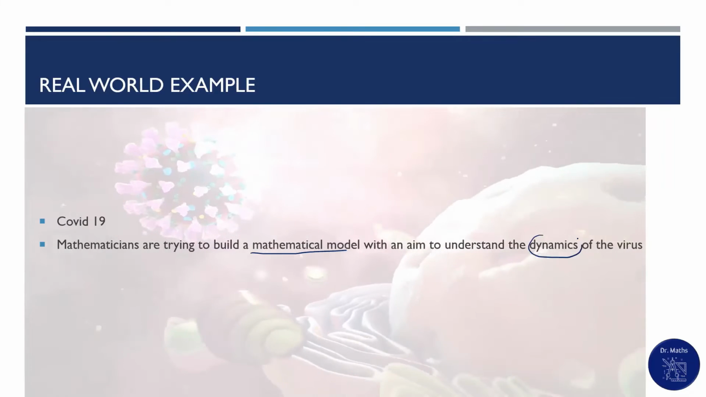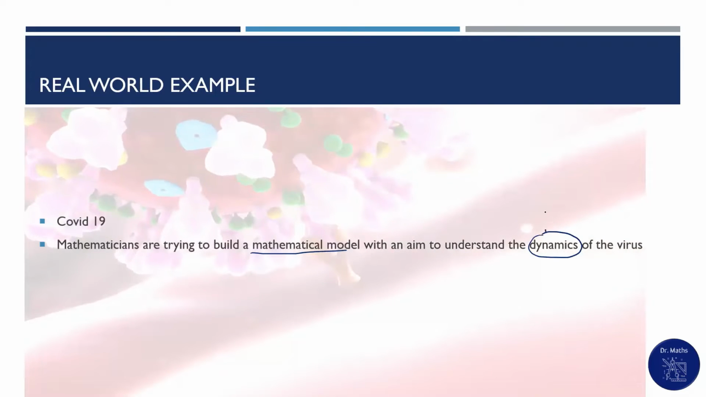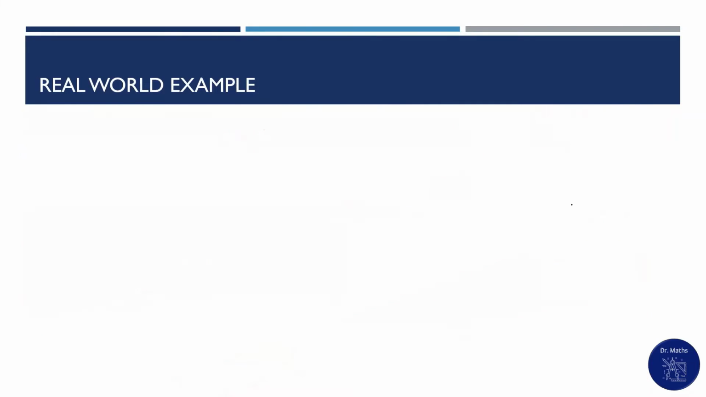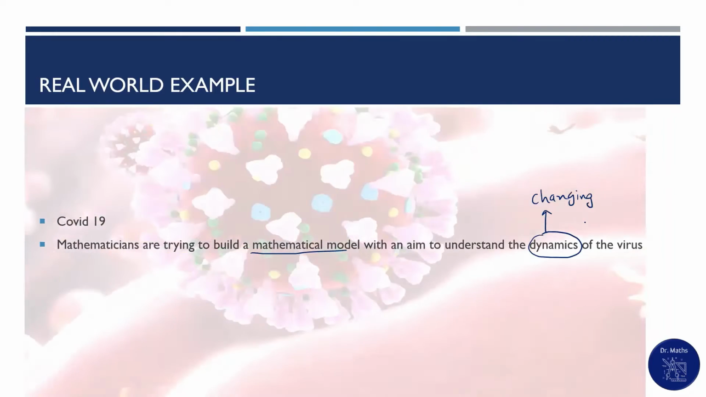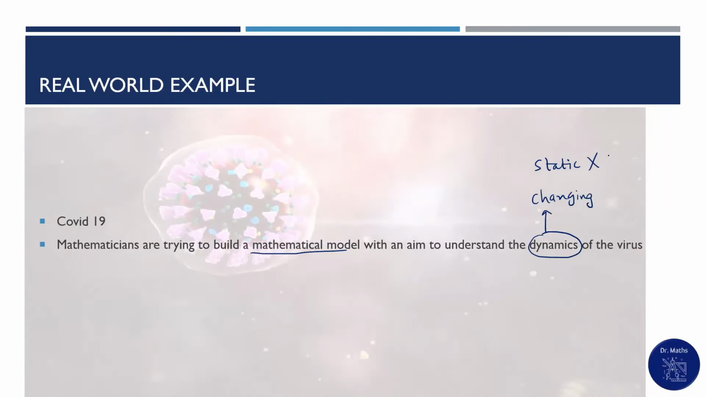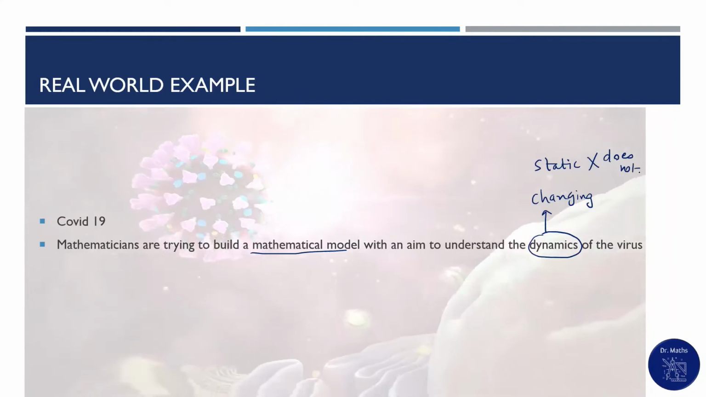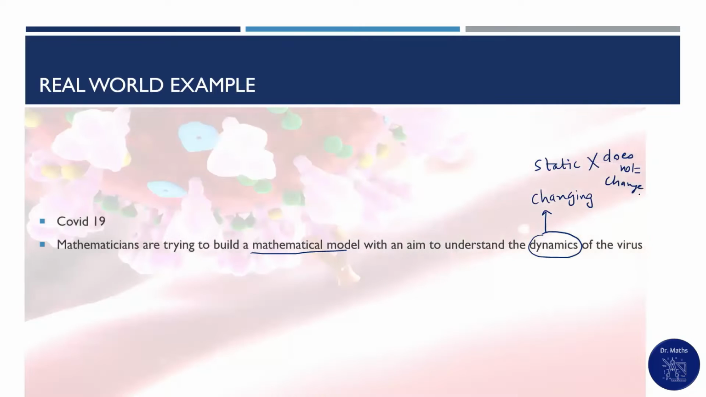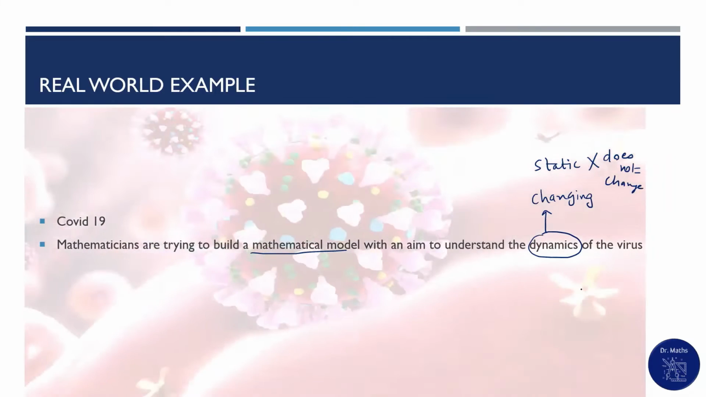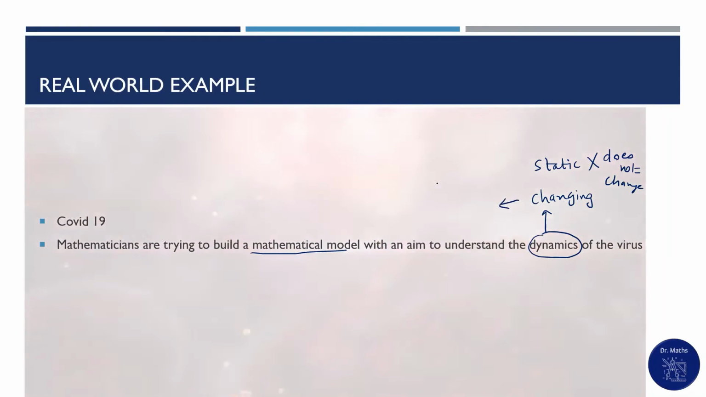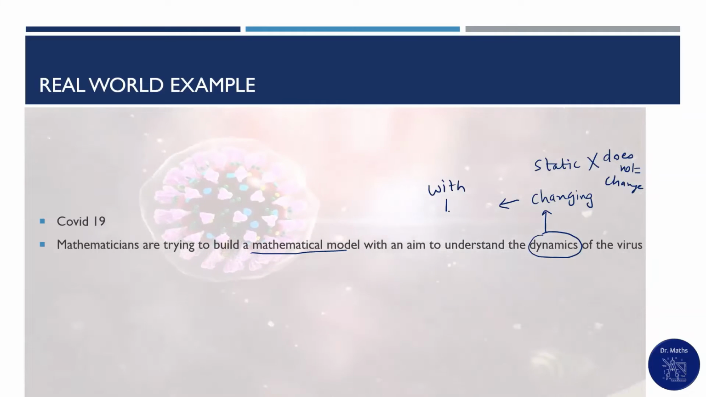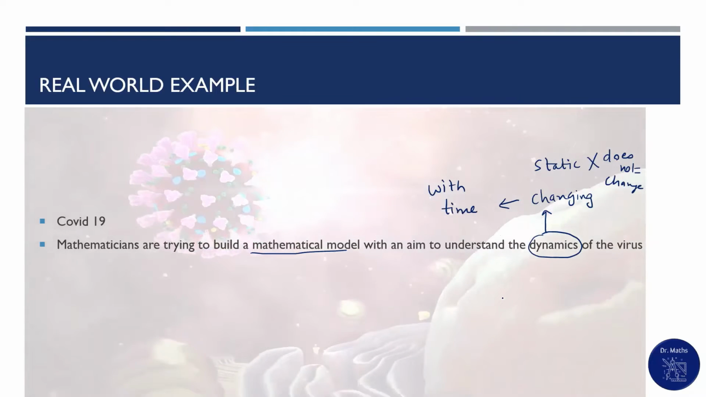Another important word here is dynamics. Dynamic means something which is changing, which is the exact opposite of static. Static means something which is not changing. It does not change. It's just fixed at its position with respect to space and time in general. So if we are talking about anything being dynamic, that means it is changing. It is changing with space or it is changing with time.